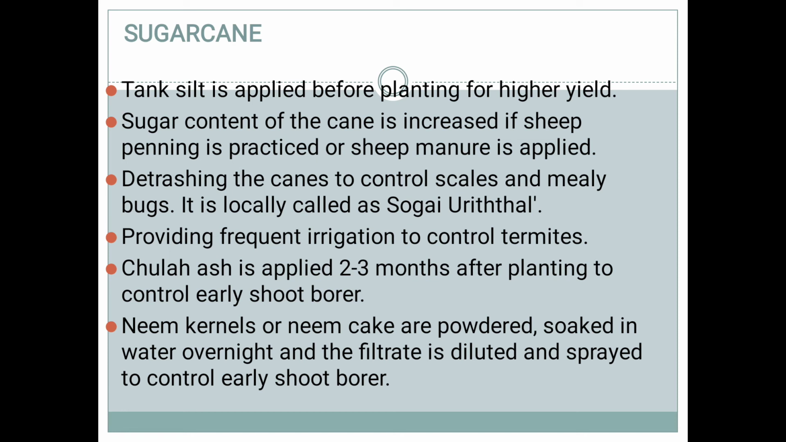Then the sugarcane crop. Tank silt is applied before planting for higher yield. Sugar content of cane is increased if sheep penning is practiced or sheep manure is applied. Detrashing the canes controls scales and mealybugs. It is locally called sogai urithal. Providing frequent irrigation controls the termites.